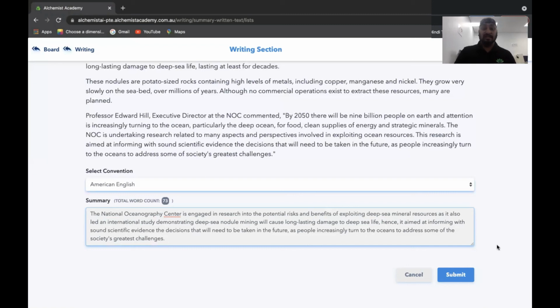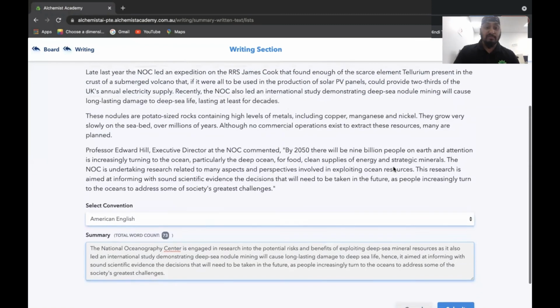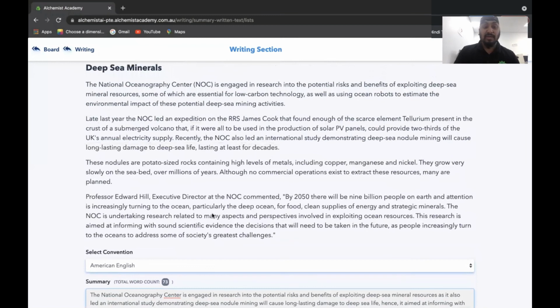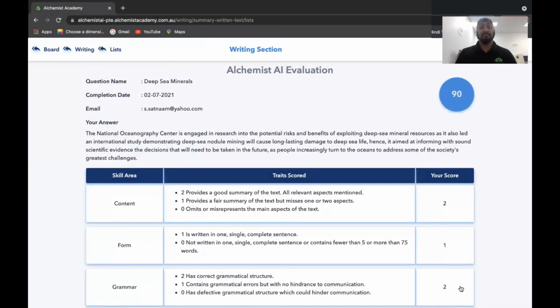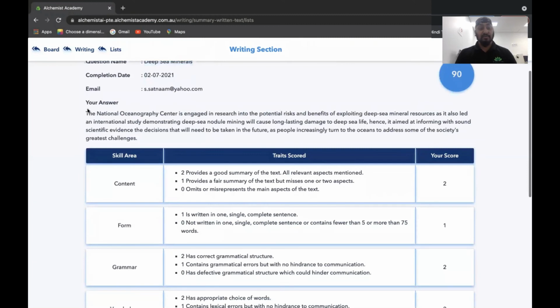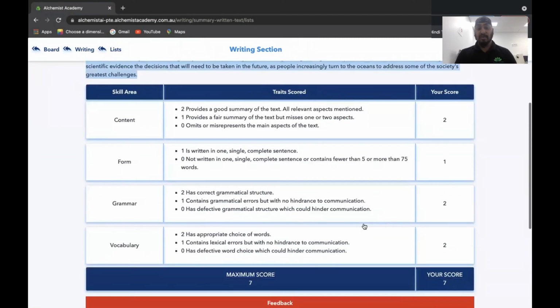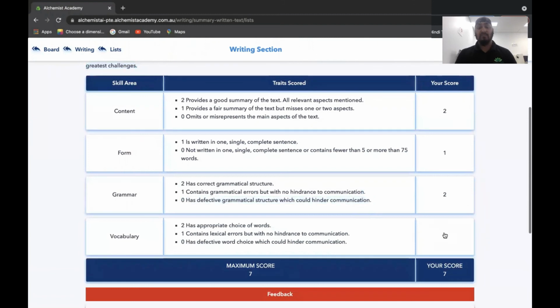All right, let's say if I submit. Before I submit, just remember that I haven't included any irrelevant information. Is it clear? So let's submit and see what scores we get. All right, so according to the AI, we have a perfect score over here. We got 90. So we got deep sea minerals here. If you look at this, was my answer. My content is right, my form is right, my grammar is absolutely right, and vocabulary.